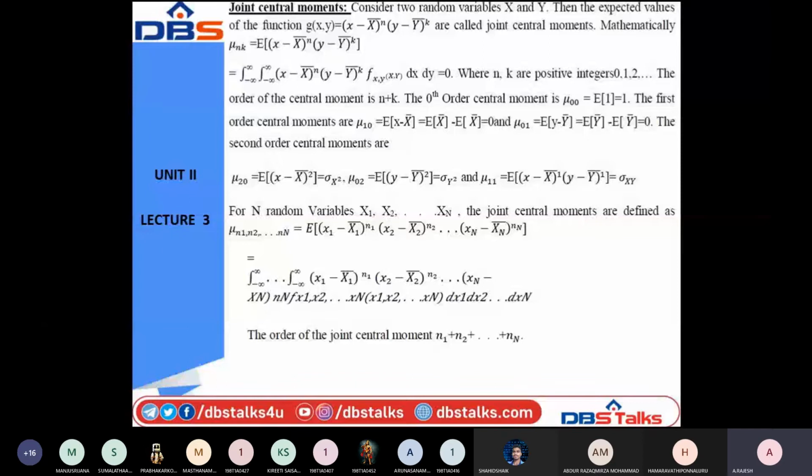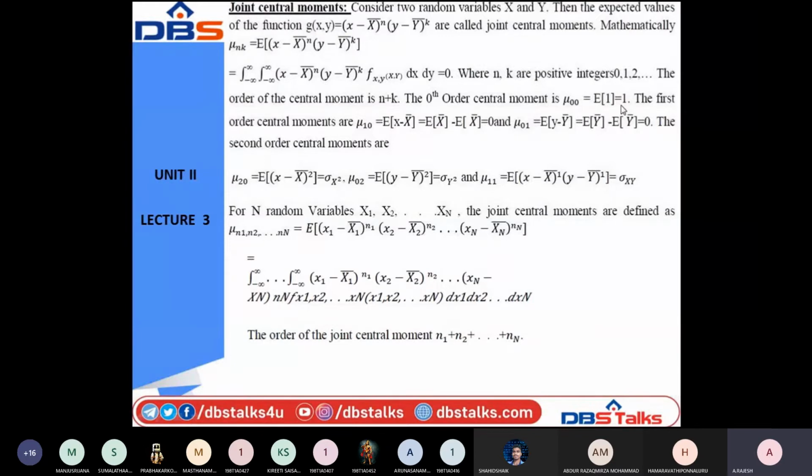is the order of the particular moment. In order to represent the zeroth order, first order, second order or nth order, we are going to represent those in this manner. So the zeroth order of the central moment, we can write it as mu of 0 0, here the x value and y value are 0 0, which will be equal to E of 1, and the output value will be equal to 1.